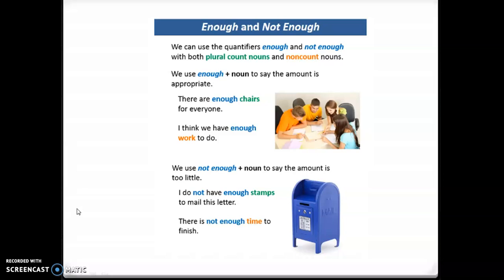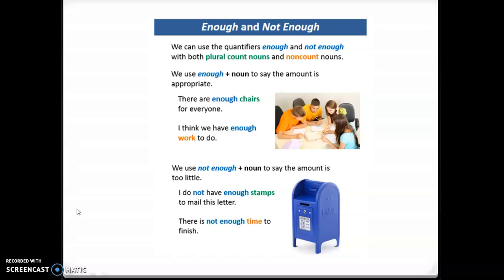Now let's move on to enough and not enough. We can use the quantifiers enough and not enough with both plural count nouns and non-count nouns. We use enough plus a noun to say the amount is appropriate. There are enough chairs for everyone. I think we have enough work to do. So here in the first example, chairs is a plural countable noun. In the second example, work is a non-count noun.